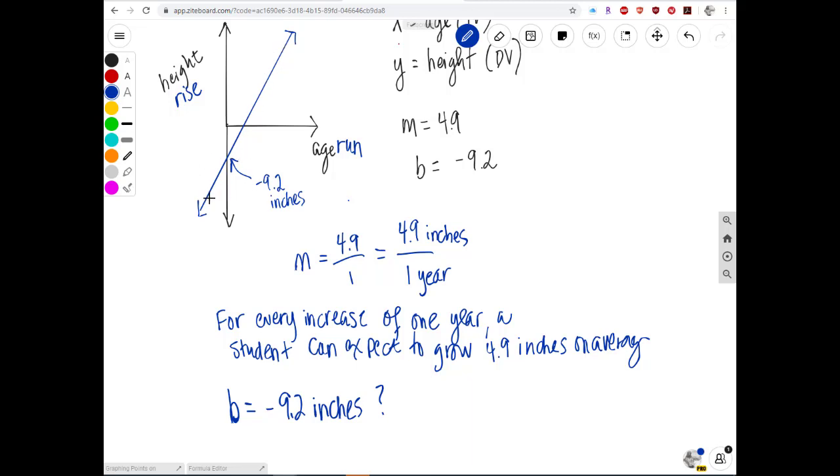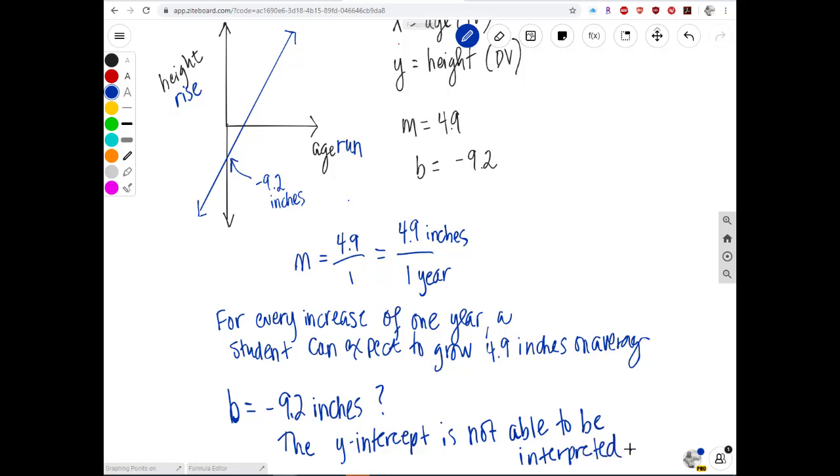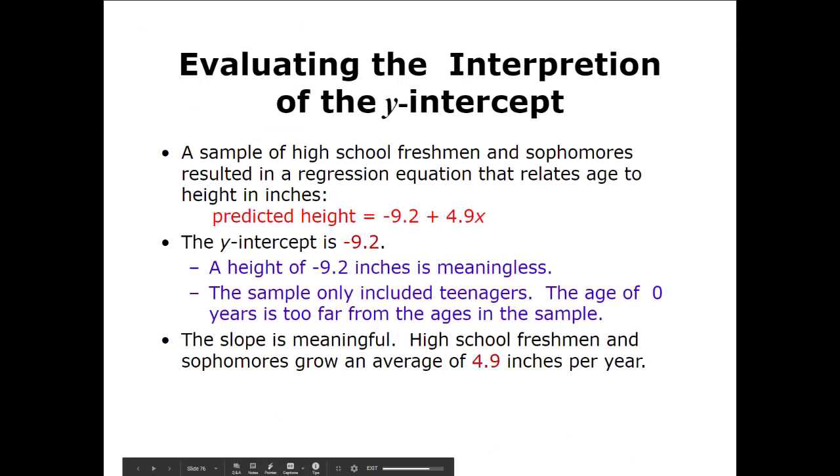So in this situation, we can just say that the y-intercept is not able to be interpreted. Okay, that's all you have to say. It's uninterpretable. Again, there is a summary of what we just did in Ziteboard on the Google Slides that I have linked in the description box below.